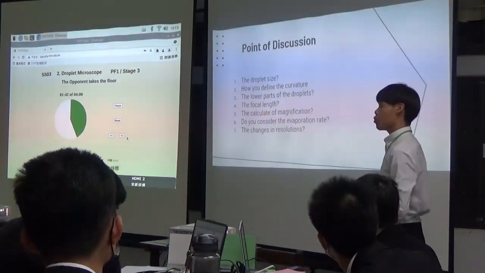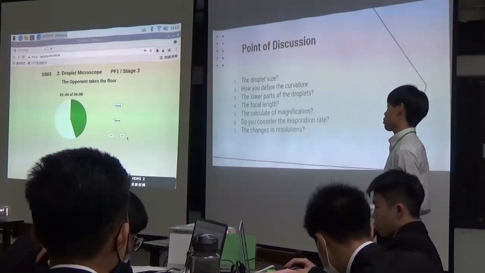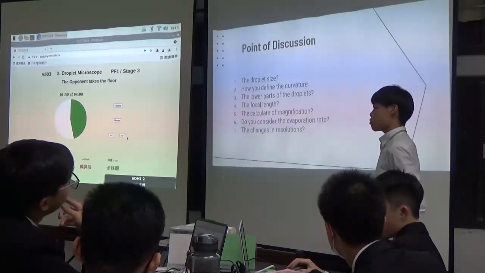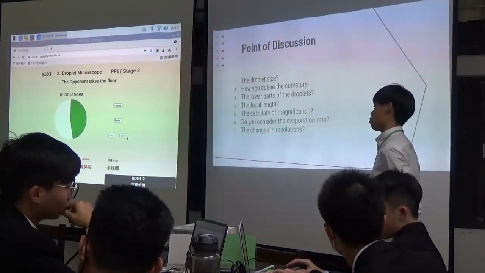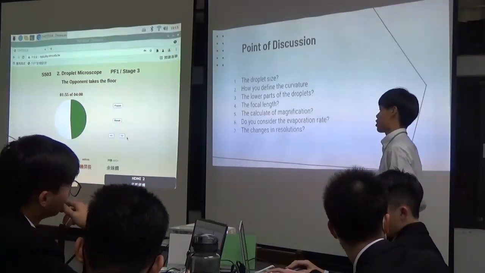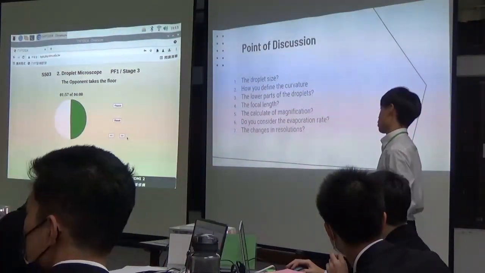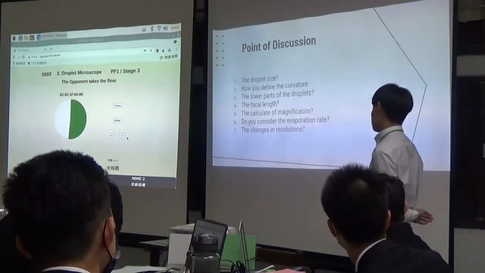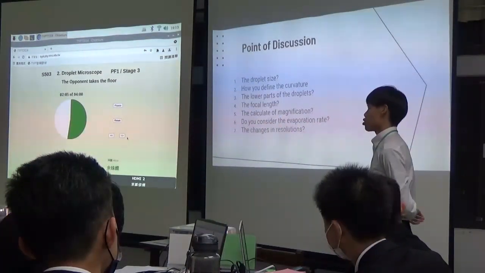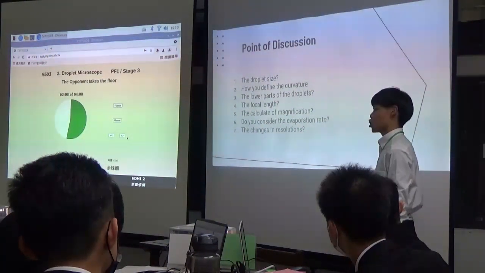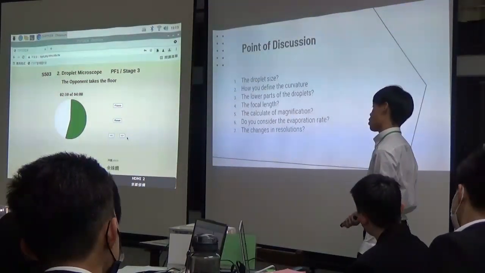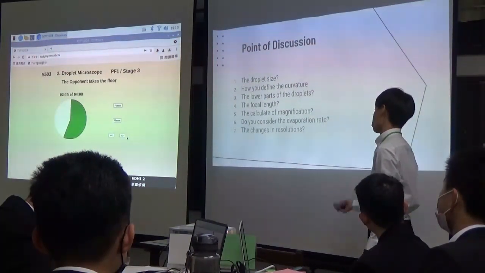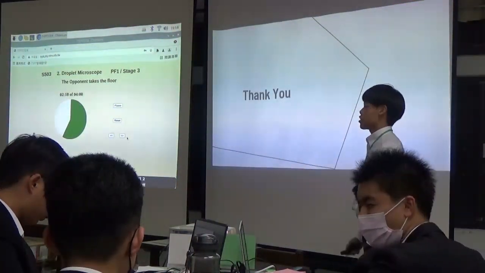And fourth, the focal length. Does it change as the volume increases, or does it stay the same? The fifth, the calculation method of the magnification, because they only stated it once and never talked about it anymore, and we assume that's the magnification. And sixth, the evaporation rate, because at lower volumes the droplets evaporate faster. And seventh, the changes in resolution, because as the volume increases, resolution might change as the magnification and focal length alter. And that's it. Thank you.